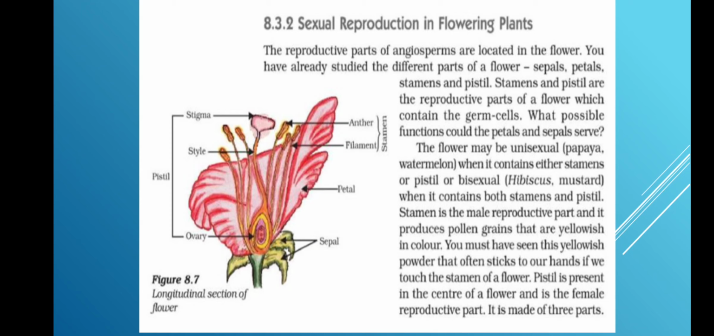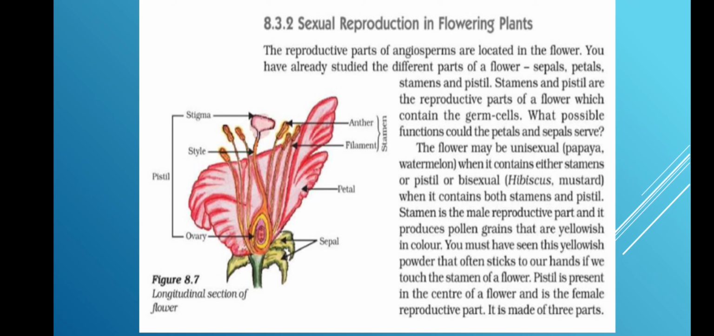So what is the germ cell? The ovary produces the ova. Ova is called the female germ cell. So in the stamen, the anther produces the pollen grains. So that is the male germ cell which has been produced by the flower.